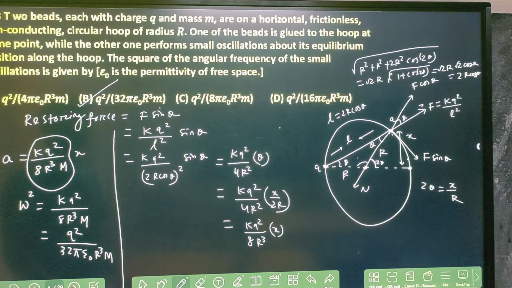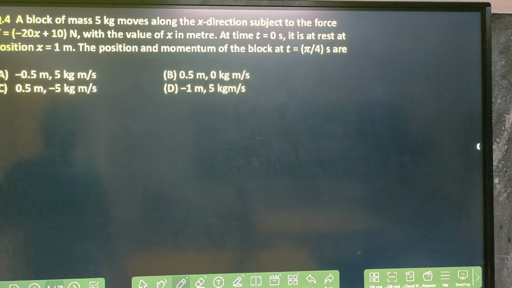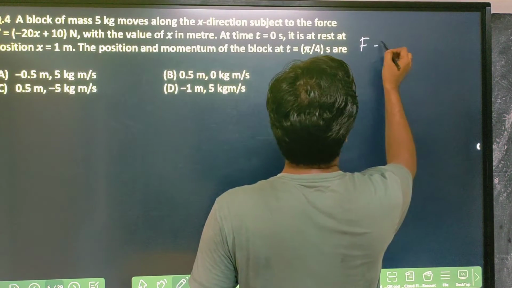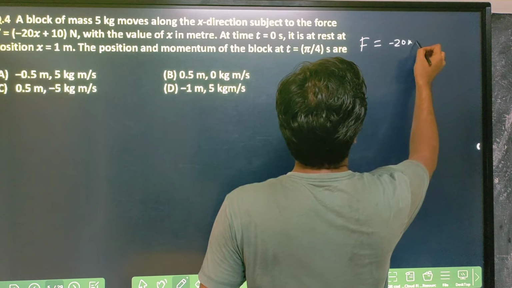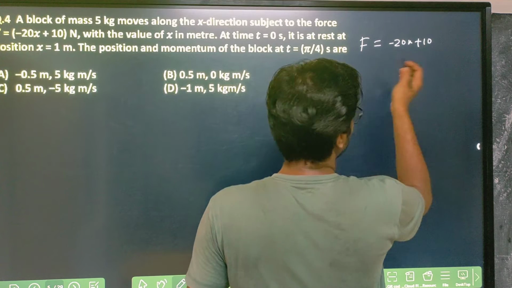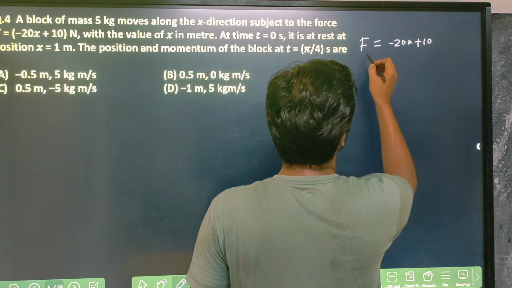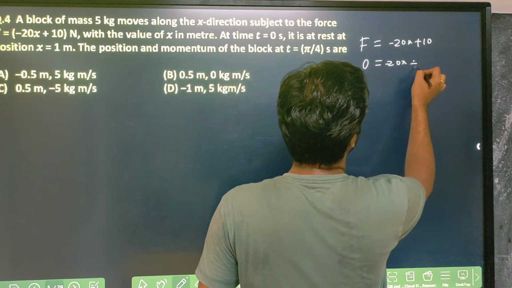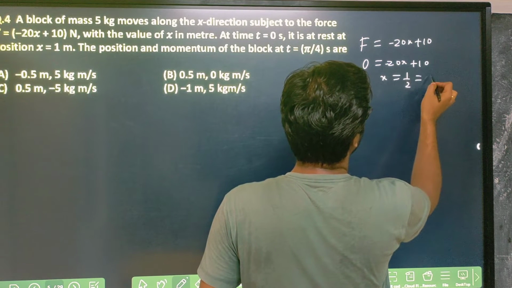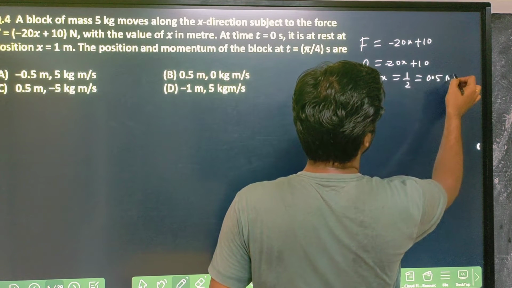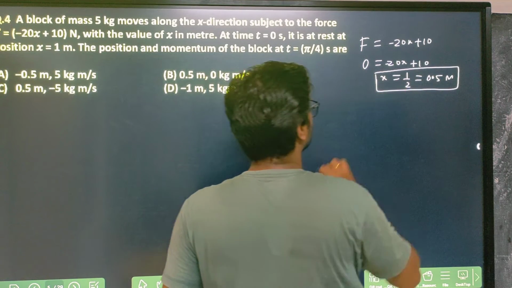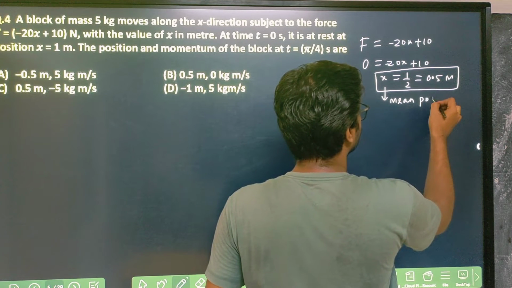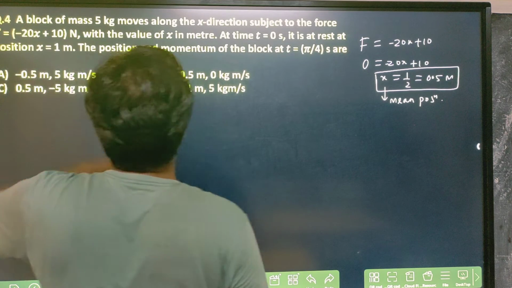Now go for the next question. So this is the force they have given. Force is given as F equals minus 20x plus 10. If I want to find the mean position, the force will be 0, so minus 20x plus 10 equals 0. So x will be 1 by 2, that is 0.5 meter, right? So this will be your mean position or equilibrium position. Clear? From this force you can directly say.